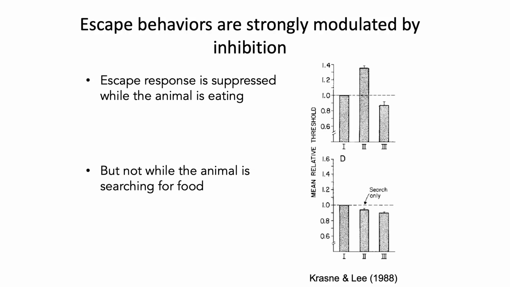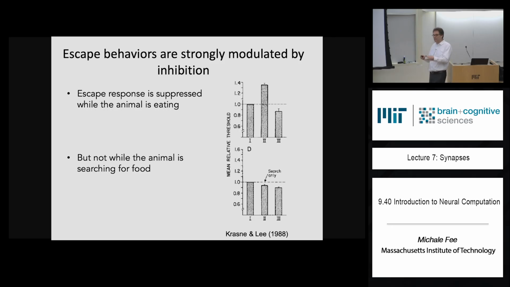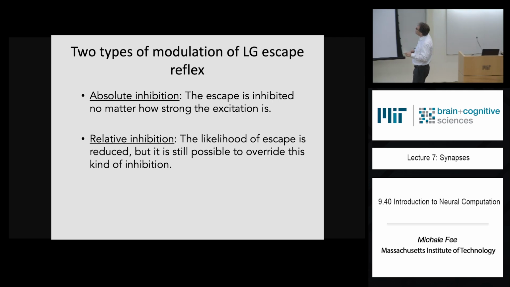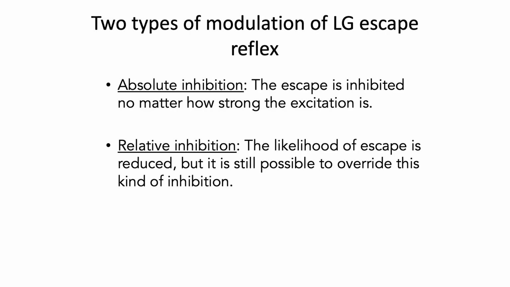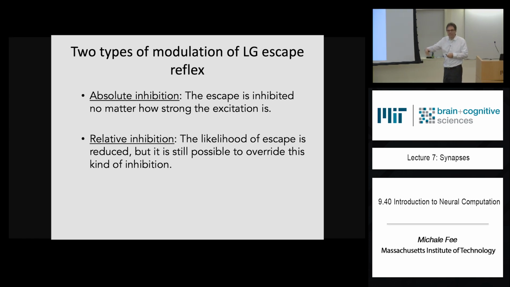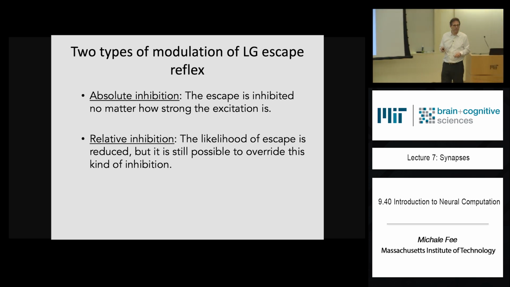Okay, so all these different kinds of modulation and inhibition of the behavior are controlled by inhibitory projections onto this LG neuron. There are two kinds of escape modulation. One is absolute. When the animal is engaged in an MG escape, it's impossible to activate the LG escape. No matter how much he gets poked in the tail, he will not initiate an LG. So this kind of modulation is absolute.